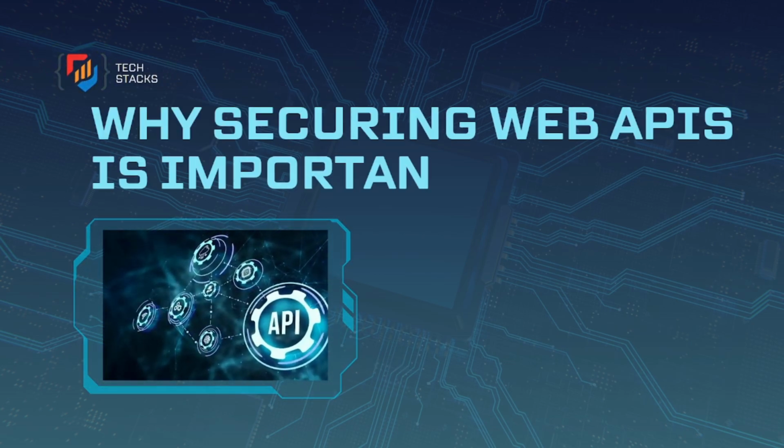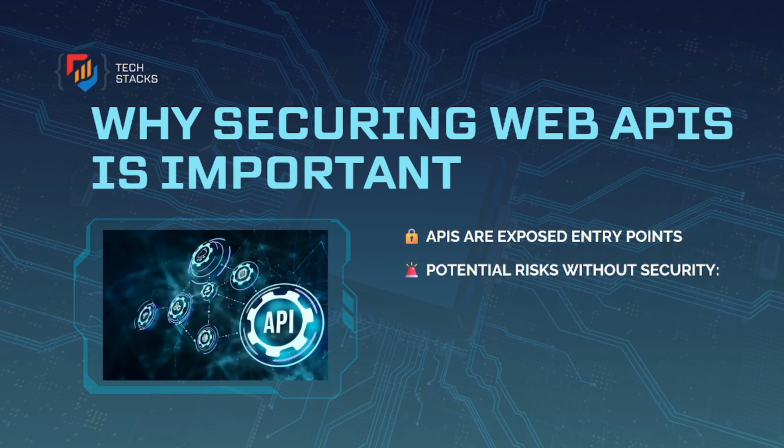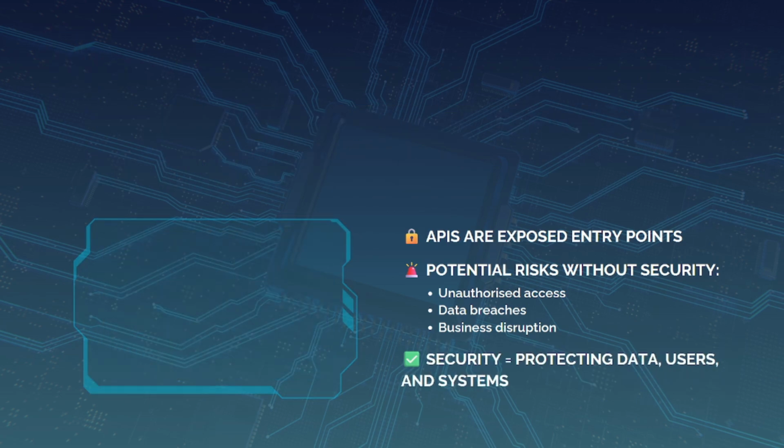Let's discuss why securing a web API is important. When you expose APIs over the internet or even inside a company network, you are opening the door to potential misuse. APIs are often the backbone of modern applications, carrying sensitive data like user information, transactions, or business logic. If left unsecured, here's what could go wrong: unauthorized access to data or services, data breaches and compliance violations, potential account takeover or identity spoofing.